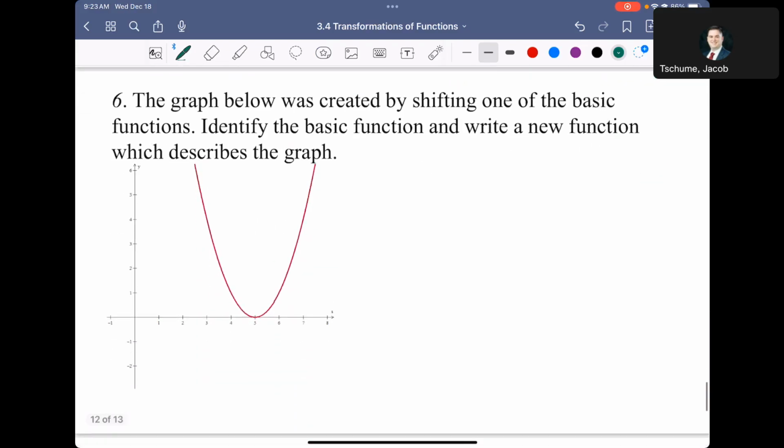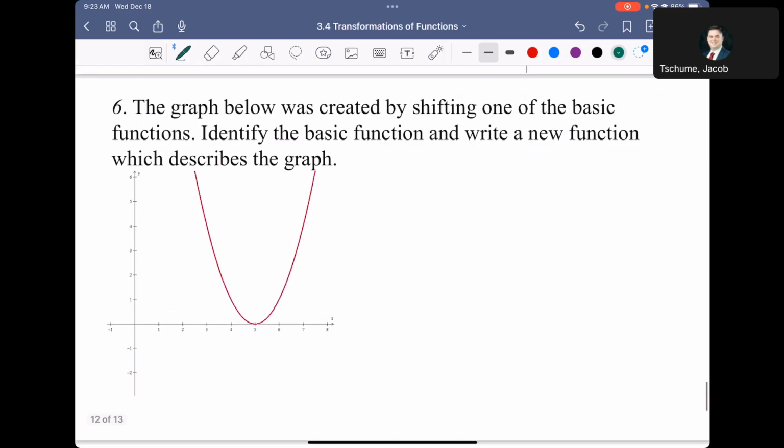All right. So what about this one? Instead of me having you draw one that has multiple things, what if I just want you to do a very basic, here's a picture, can you tell me what happened? So according to this, it asks: the graph below was created by shifting one of the basic functions, identify the basic function, and write a new function which describes the graph.